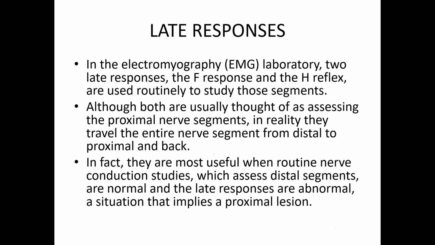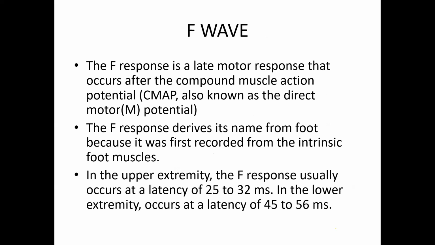F is not a reflex; there is no synapse involved in it. H is a reflex because there is a synapse involved in it. Both are usually thought of as assessing the proximal segments of the nerve, which are the roots and the anterior horn cell. They are most useful when the routine nerve conduction study, especially distal segments, is normal and the late responses are abnormal. That gives a clue that the lesion is proximal. F response is a late motor response which occurs after the CMAP potential.